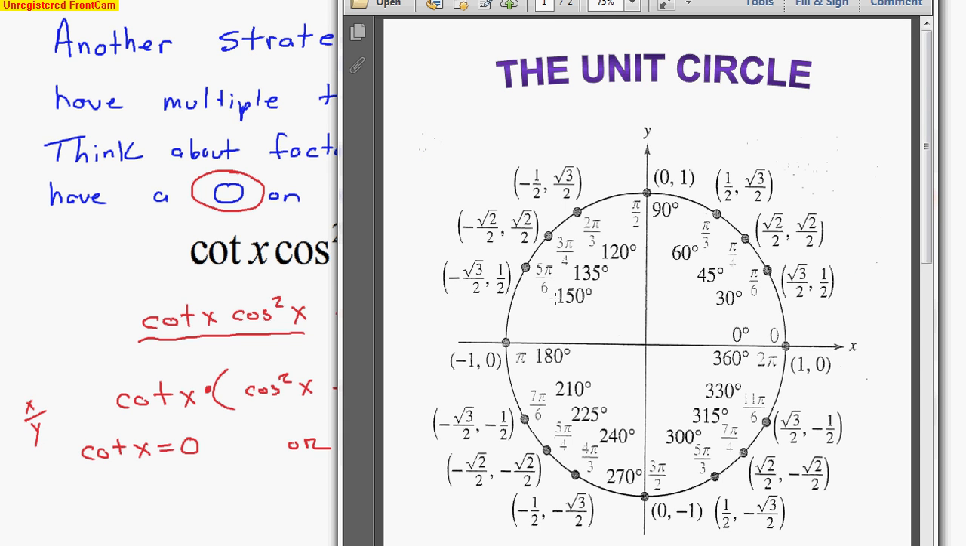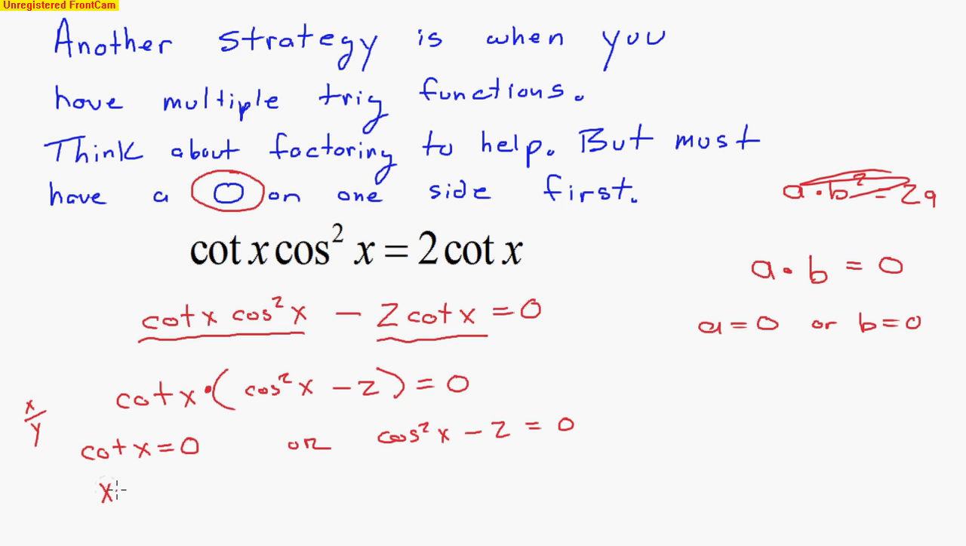So I'm going to look at my unit circle. Where is the x divided by y 0? Looks like it happens up here at 90 degrees. X divided by y would be 0. Also happens down here at 270 degrees. So my possible answers are 90 degrees and 270 degrees. Those are the two places on the unit circle where x divided by y is 0.